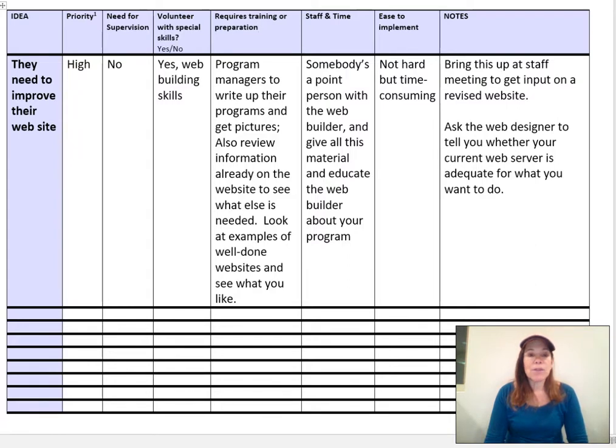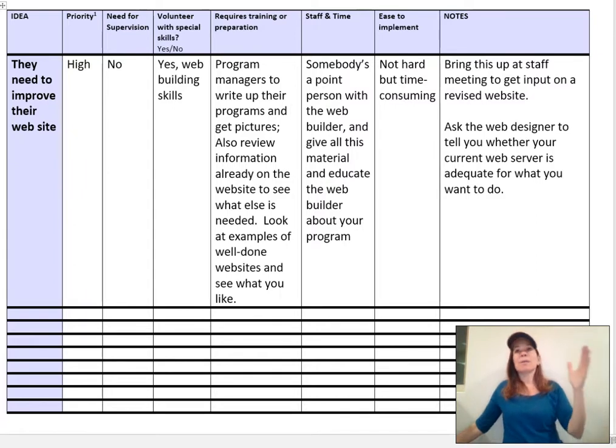Well, let's say that this website hasn't been revised for 5 years and you've actually started new programs, and also some of your programs have morphed. So you need each of your program managers to write up content for that new web page that this guy or gal is going to build for you, and find pictures and whatever else they're going to need. Also, you probably need to review all the information that is currently on your website and figure out what if it's old, what needs to be rewritten, what else do you want to put on the website? Do you want to organize it differently? Maybe you have all your programs on one tab for the last 5 years.